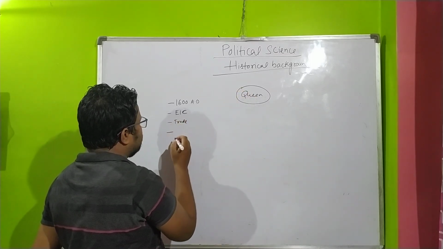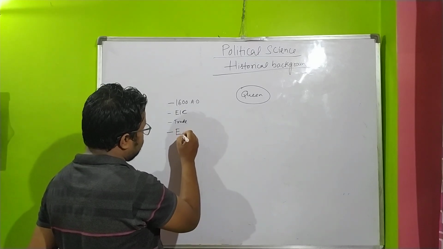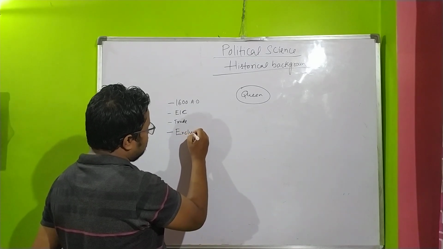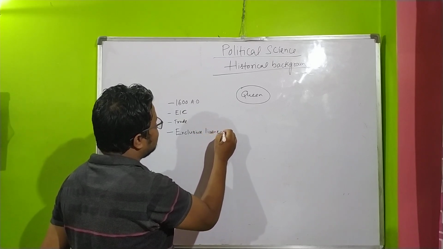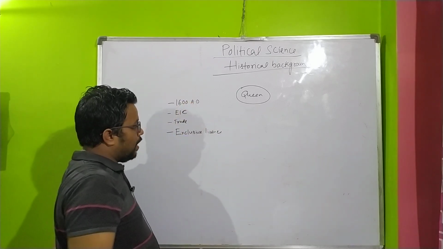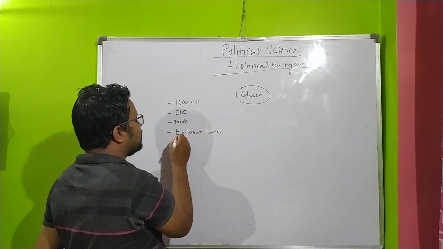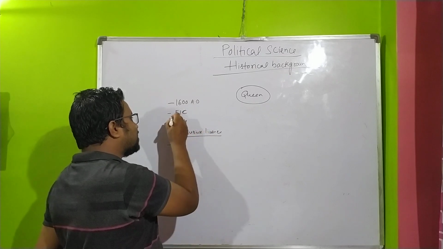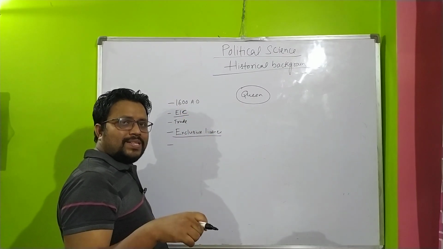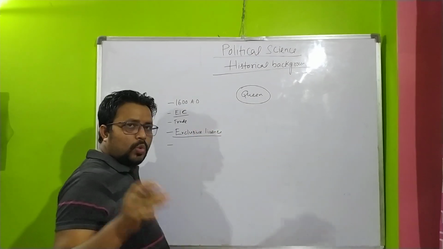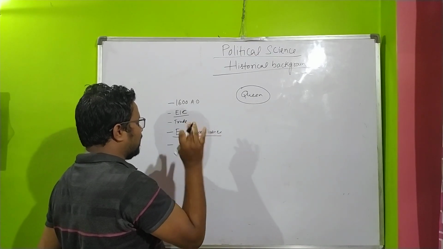And the permission was an exclusive license. An exclusive license was given to the East India Company. And what is an exclusive license? It means that only the East India Company can trade with India from England. No other company of England can do trade with India.